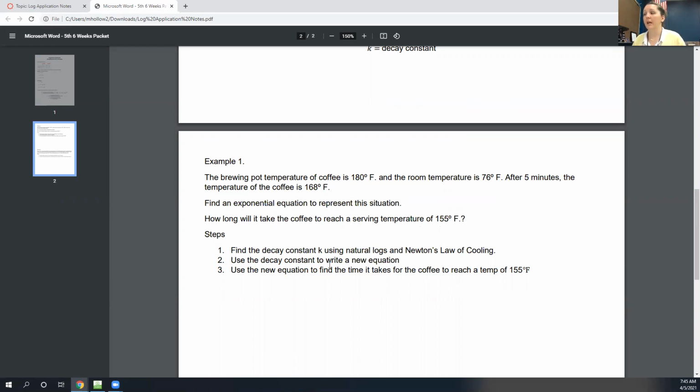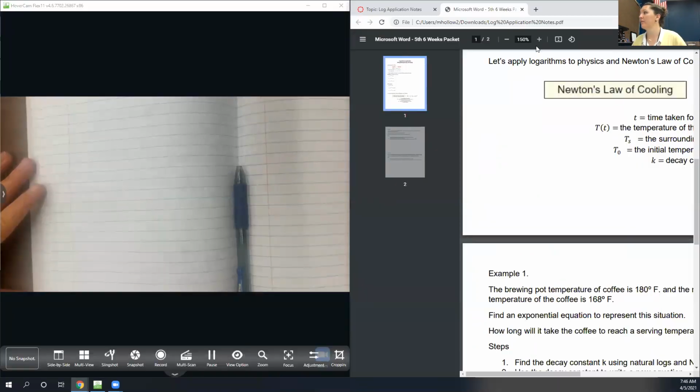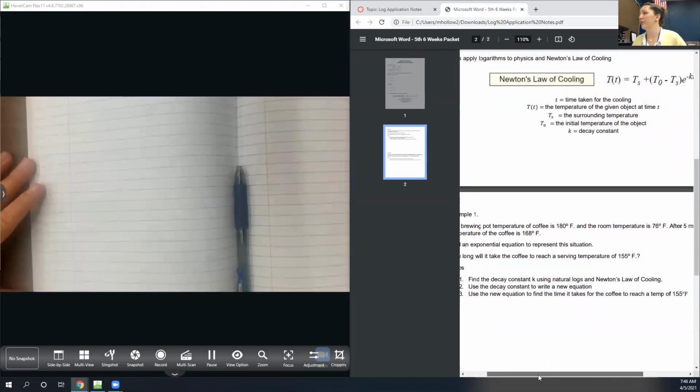And then we're going to use the decay constant to write a new equation, just like writing an equation of a line, right? It's all coming back to you. And then we're going to use the new equation to find the time it takes for the coffee to reach serving temperature. So we're just going to go through those 3 steps using our Newton's law of cooling. Let's look at our formula.